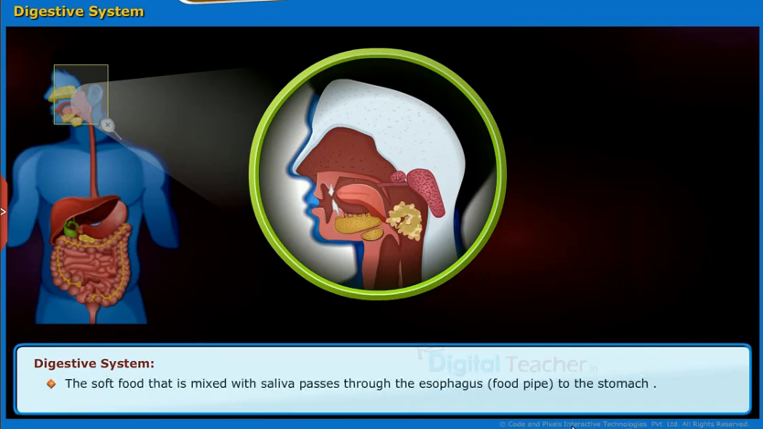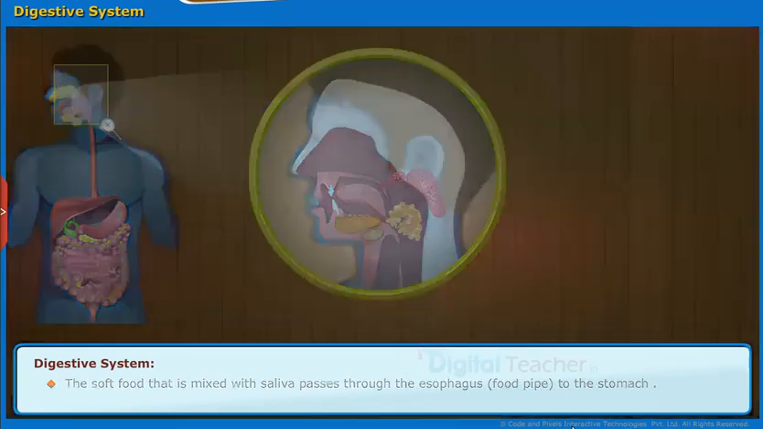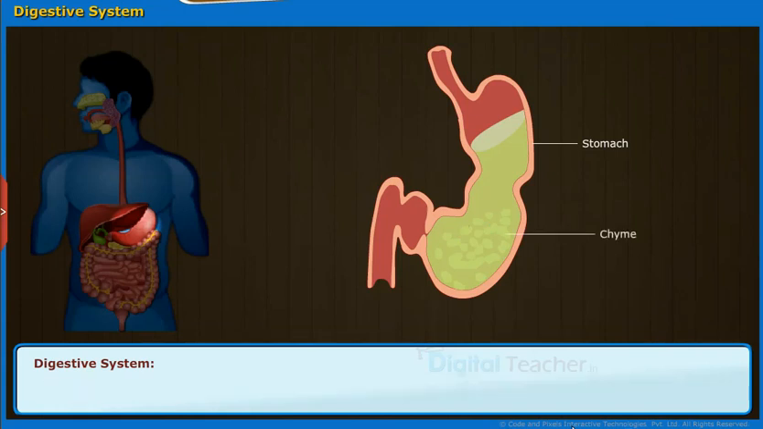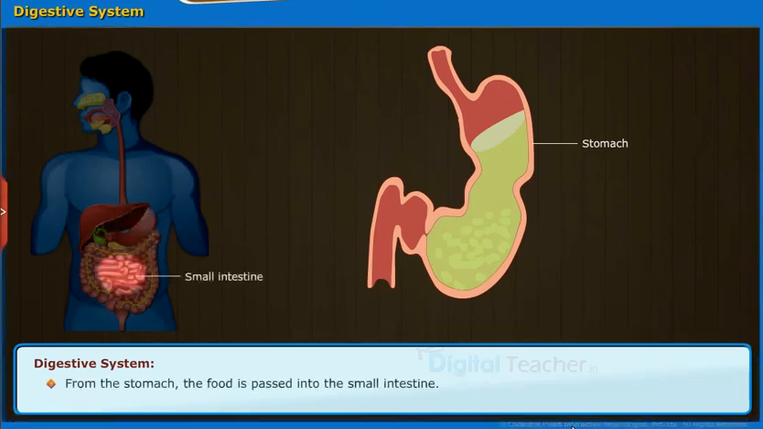The soft food that is mixed with saliva passes through the esophagus, the food pipe, to the stomach. In the stomach, the food gets digested by the action of some enzymes and acids. Here, the food is termed as chyme. From the stomach, the food is passed into the small intestine.